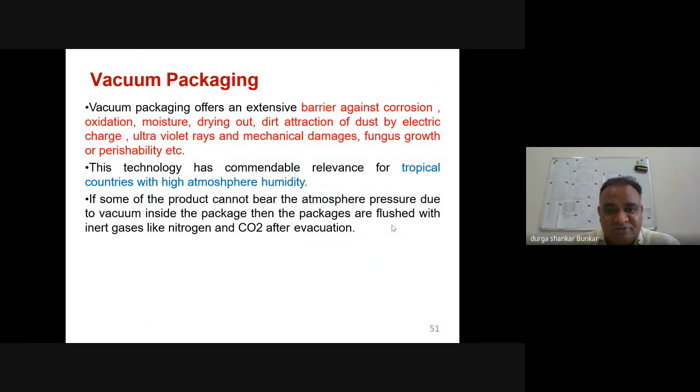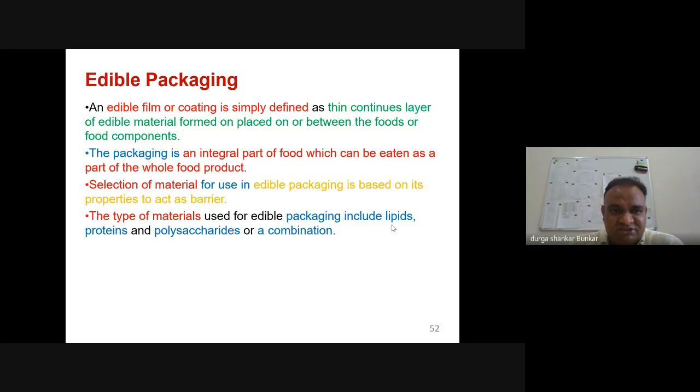And then vacuum packaging is very well known to us. It is a barrier against corrosion, oxidation, moisture, and drying out. The most common practice is paneer, which is another example of packaging. Edible packaging is also important; sometimes we use an edible film or coating for the package of fresh fruit.